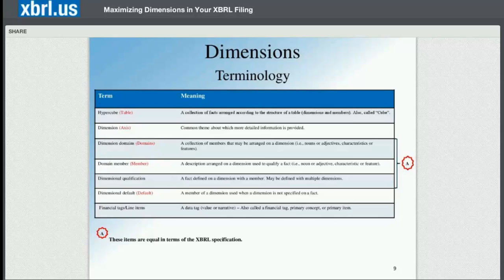The dimension domain and dimension members are also called dimensional qualifications. The domain is the collection of all the members that hang or go on the axis. They are the specific adjectives and nouns that you are going to use to provide more information about the values that are being defined in that table. So the domain is the collection of all the members on the axis, and the member itself is the individual adjective or noun. It's the thing, the characteristic or feature, which is providing further definition of the values reported in that XBRL table.